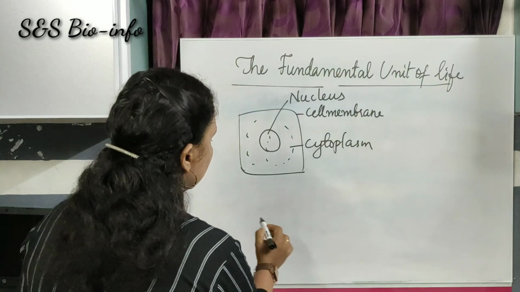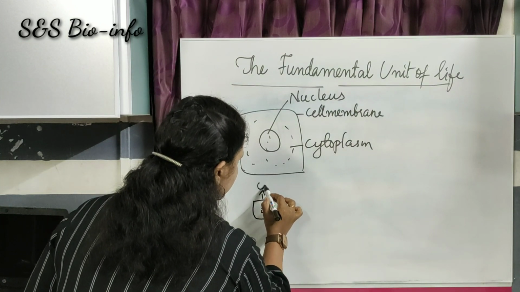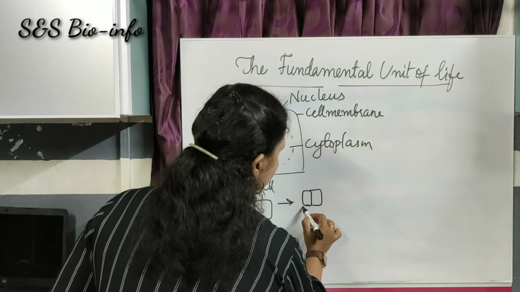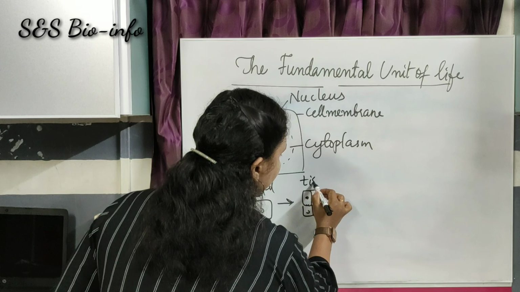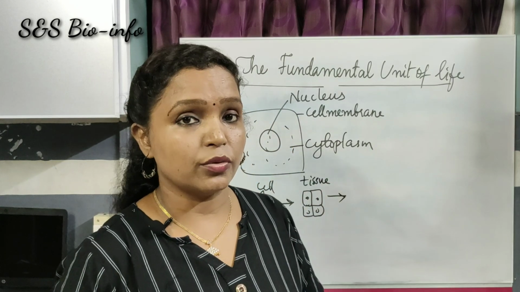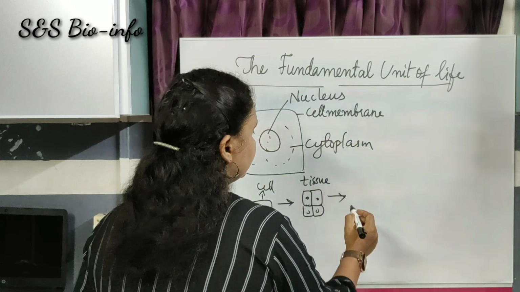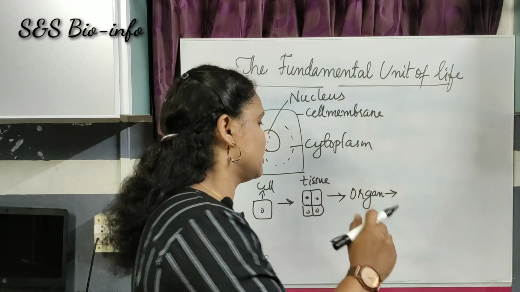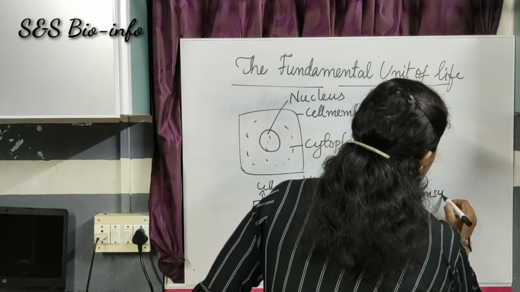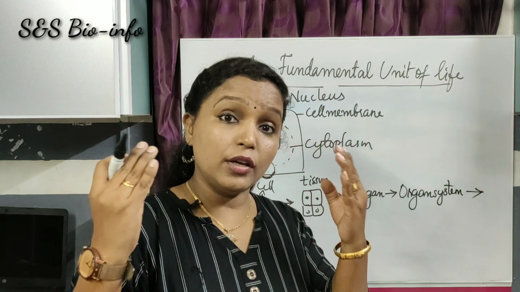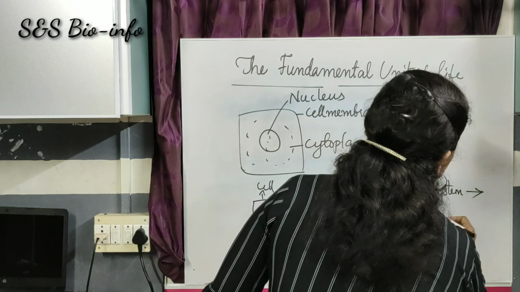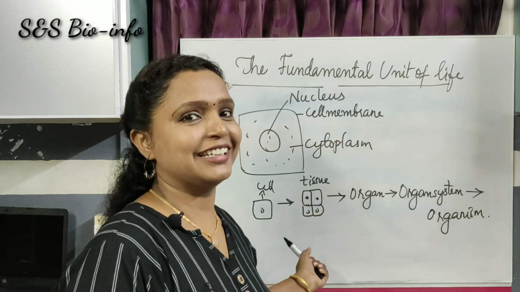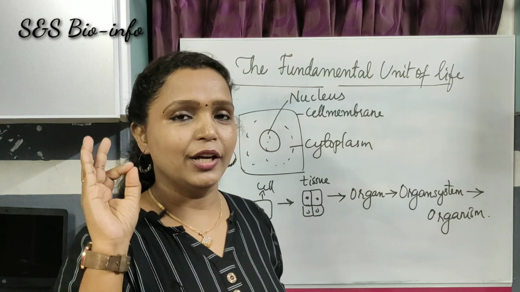Let's begin from the cell. Suppose this is a cell. Many such cells together form a tissue. Many tissues together join to form an organ. Many organs together join to form an organ system. Many organ systems together join to form an organism. Finally, organism. An organism is formed from a single cell. So, cell is the basic or fundamental unit of life.